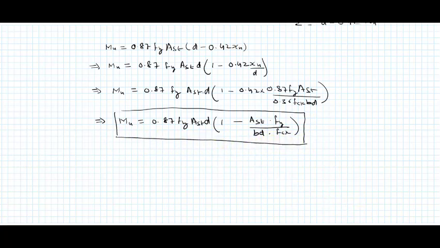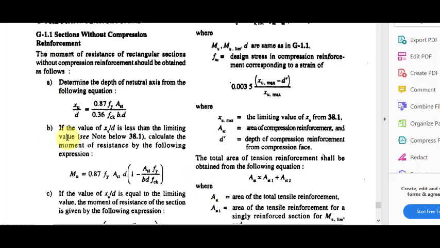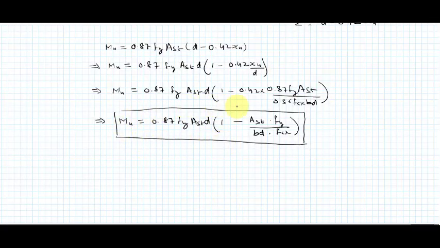This formula again you can see in Annexure G, turn to page number 96. Here you can see the formula for an under reinforced section. If the value of XU by D is less than the limiting value, it means XU is less than XU max. If XU is less than XU max, it means an under reinforced section. For an under reinforced section, here is the expression which has been given to compute the moment of resistance, and the same expression we have derived over here.